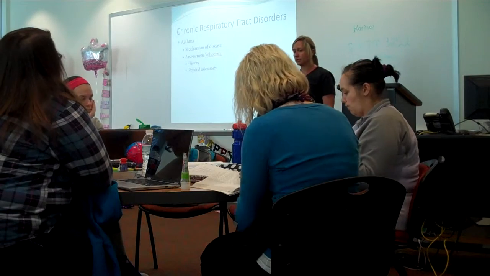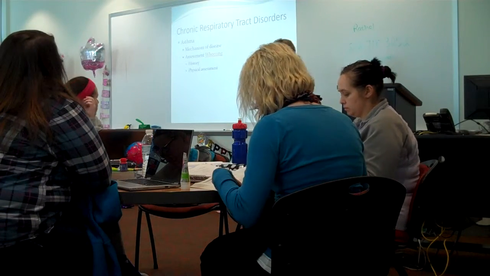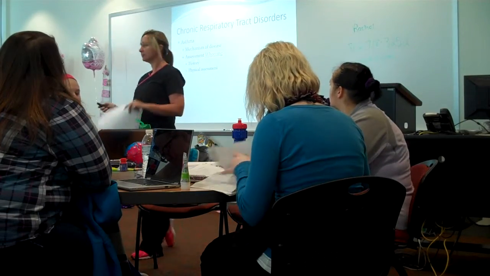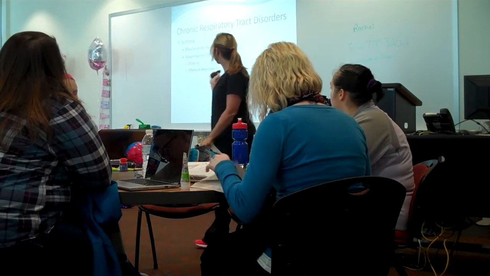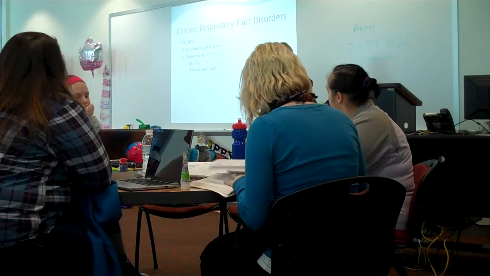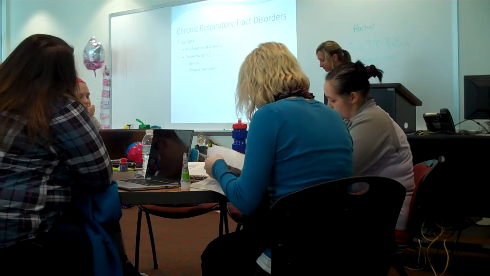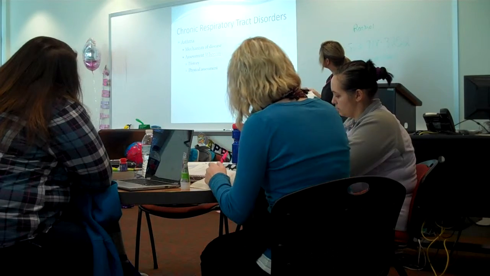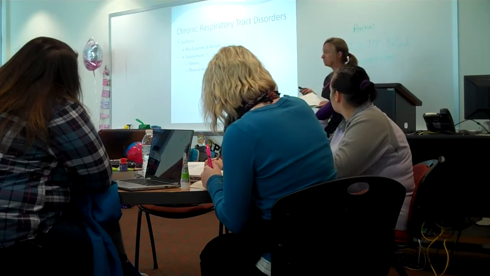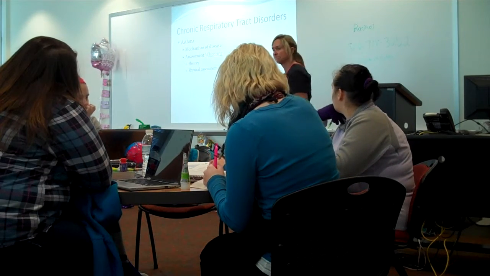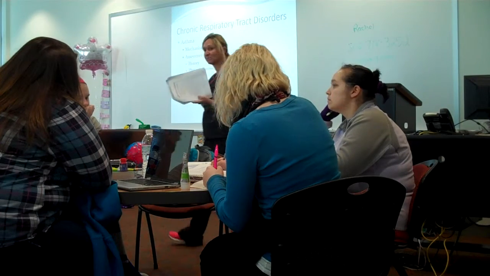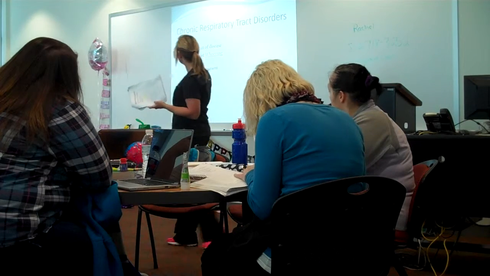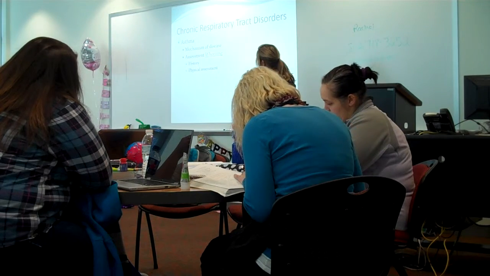Chronic. So, in your slides, if you already had them printed off, this is under lower, so I changed it to chronic. Okay. Respiratory tract disorders, asthma. It's a big one for kiddos. What happens in asthma? Okay, bronchoconstriction, right? It makes it harder for air to flow.